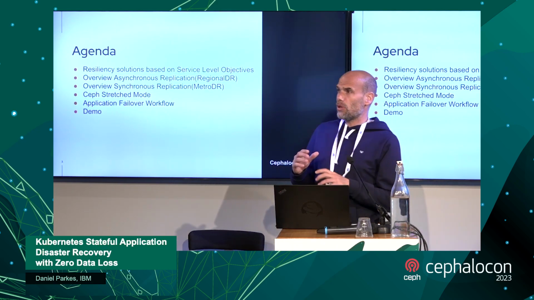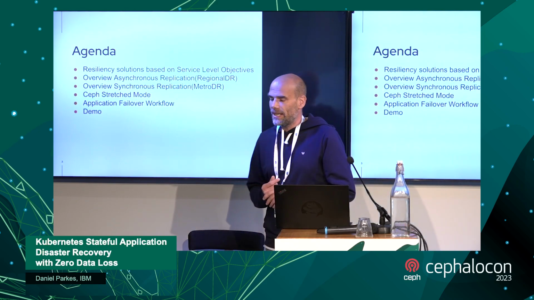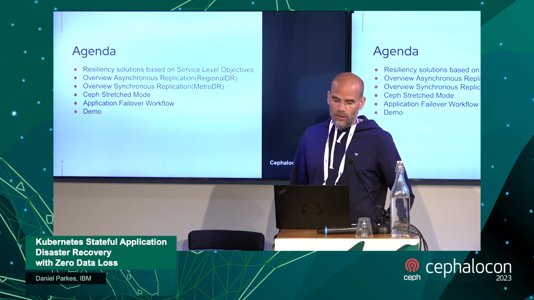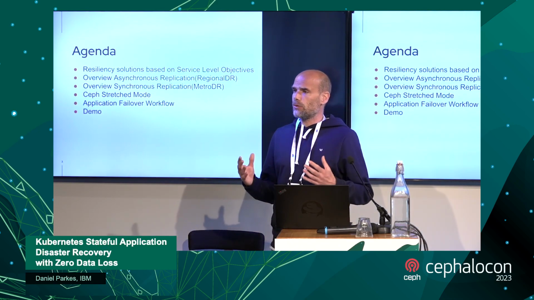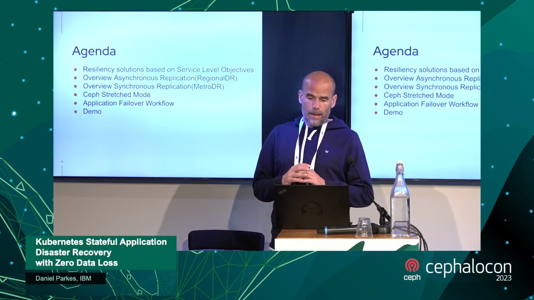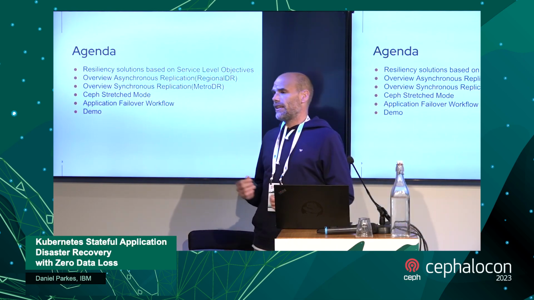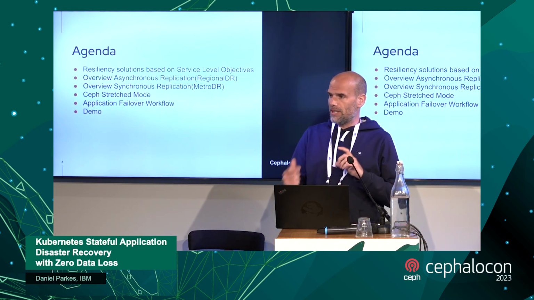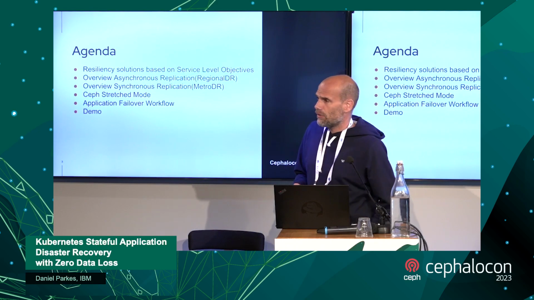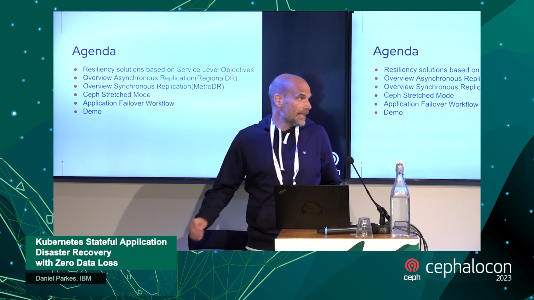We are going to have an overview of the different options that we have depending on the service level objectives that we have for our application, so depending on the RTO and the RPO. And then I will also go into Ceph stretch mode, because for our synchronous replication offering, the primary technology that we're using there is Ceph in stretch mode. So we will go into a little bit of detail about how we leverage Ceph in stretch mode. And in the end, if we have 5 minutes, I will show you a small demo on how we fail over and fail back the application.